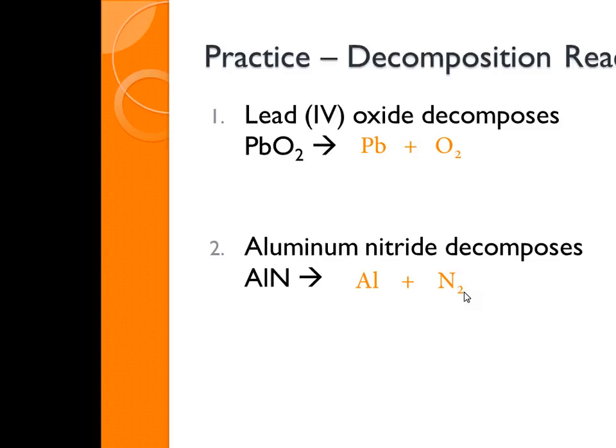Is it balanced? We have 1 aluminum atom, so that checks out. We have 1 nitrogen atom over here, and we have 2 over here. So we're going to have to adjust this a little bit. So if we add a 2 here, that changes this to 2 nitrogen atoms on this side, and we have 2 nitrogen atoms on this side. It also changes our aluminum, so we have to add another 2 here.